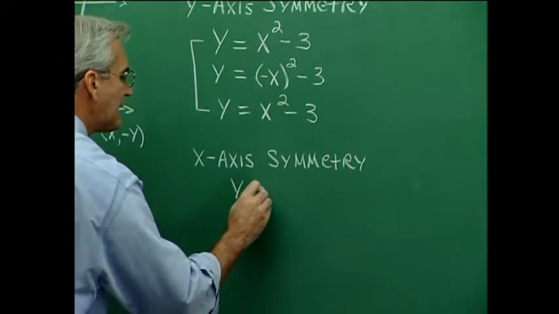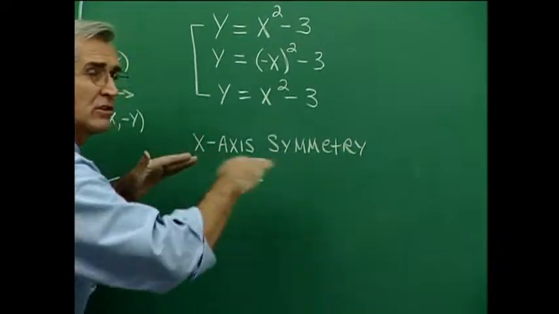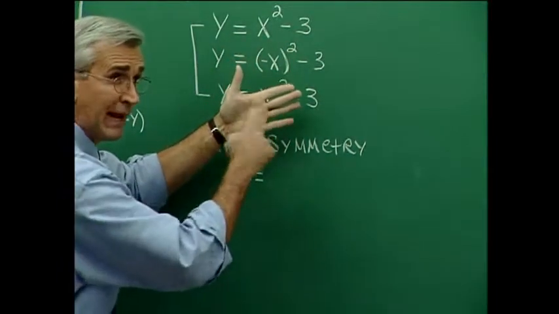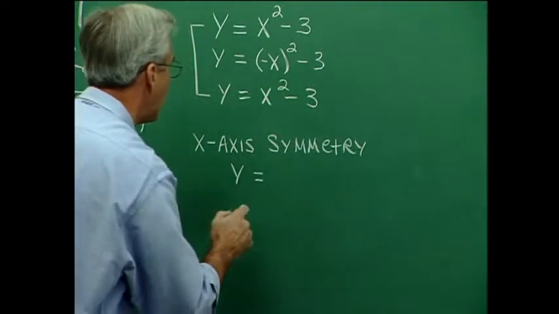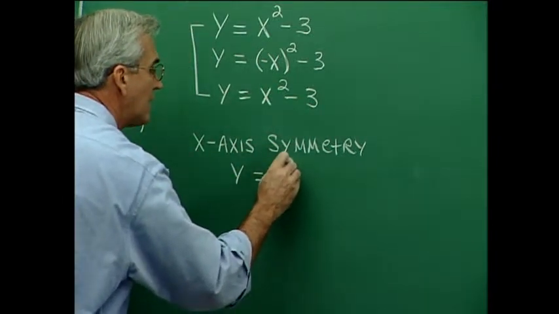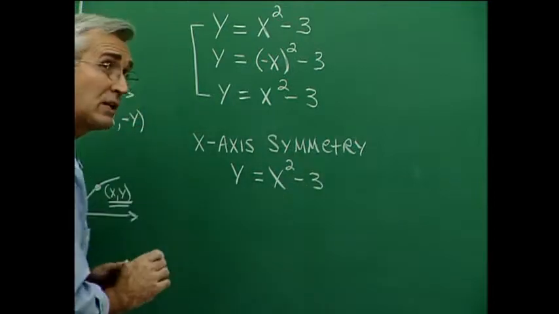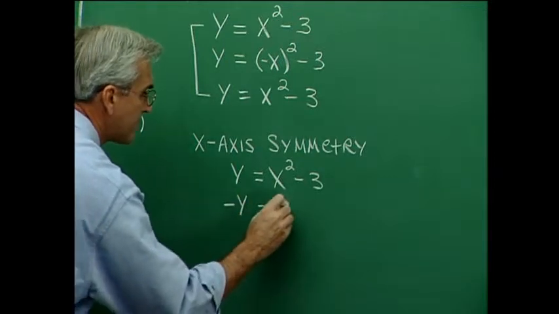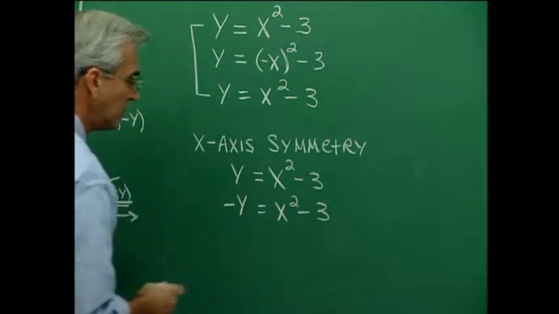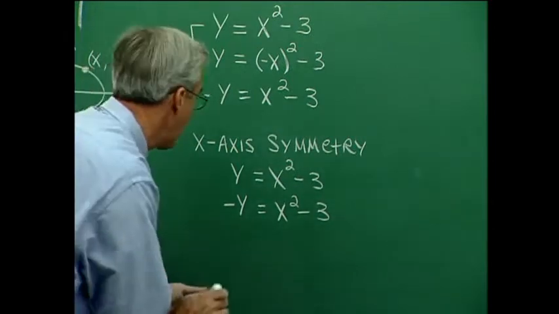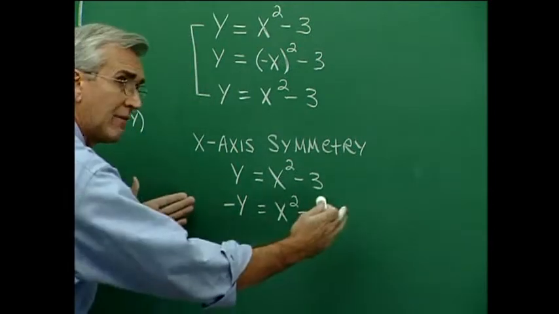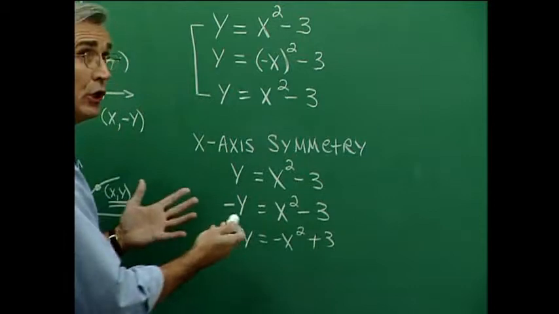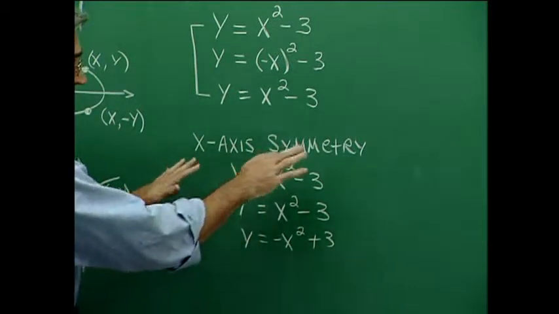Well, let's see. That was the idea of folding in the x-axis, where the point (x, y) becomes (x, negative y). So if we have this kind of symmetry, then y can be replaced with negative y, and we'll have an equivalent equation. So replace y with negative y. Do we have an equivalent equation? Can we manipulate to an equivalent equation? Well, if we multiplied through by negative 1, we would have y equals negative x squared plus 3. Are these the same thing? No. Therefore, we don't have x-axis symmetry.